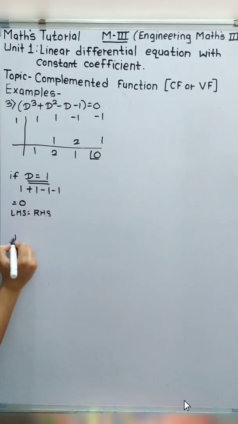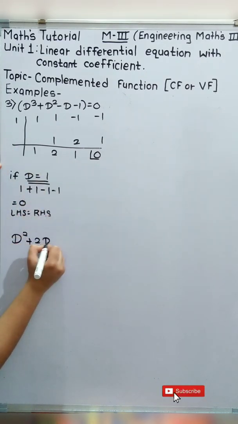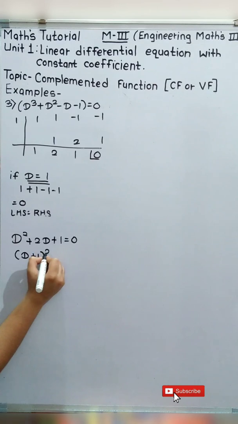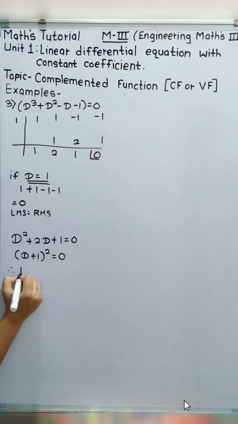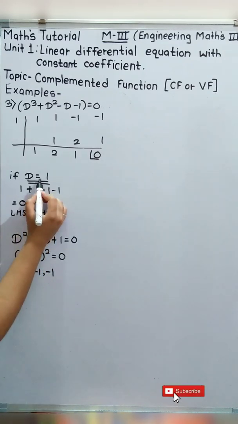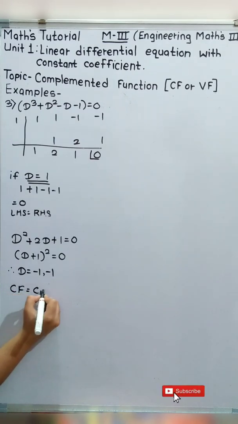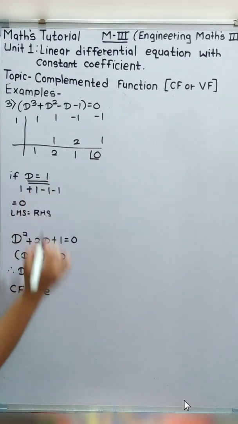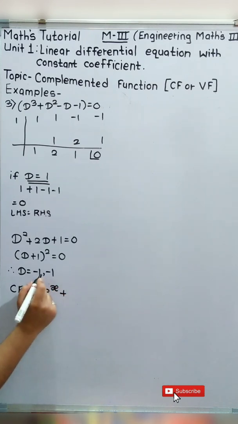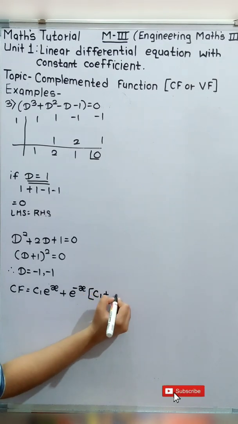Here the D² coefficient is 1, so D² + 2D + 1 = 0, so (D + 1)² = 0. Therefore D = -1, -1. So the roots are 1 and -1, -1. So CF = c1 e^x + e^(-x)(c2 + c3 x), since the roots are repeated.